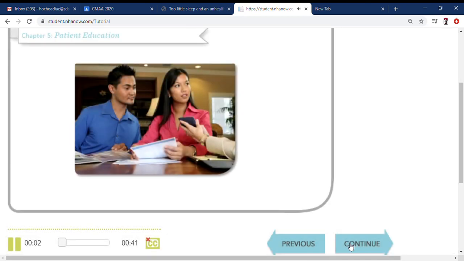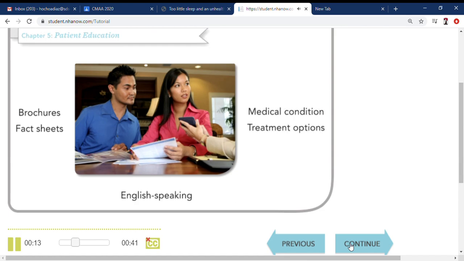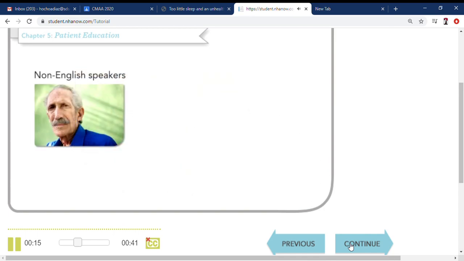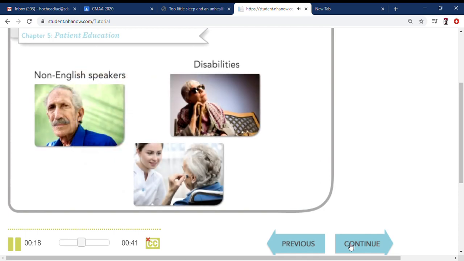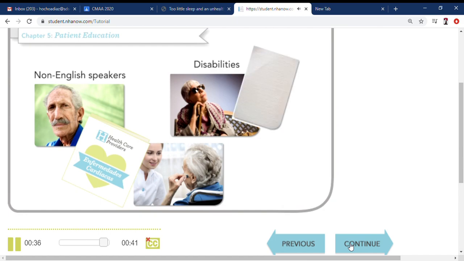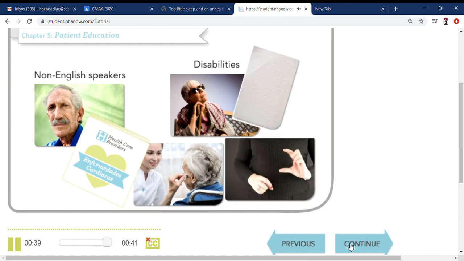Information disclosure. This means having brochures, fact sheets, and other materials available to give to patients who speak English. These materials help them understand their medical condition and treatment options. For non-English speakers and those with disabilities, the Americans with Disabilities Act, or ADA, says that you must make accommodations so that communication can take place. This involves having educational materials available in the predominant language or languages spoken in the community, having materials in Braille, and having access to a sign language interpreter.